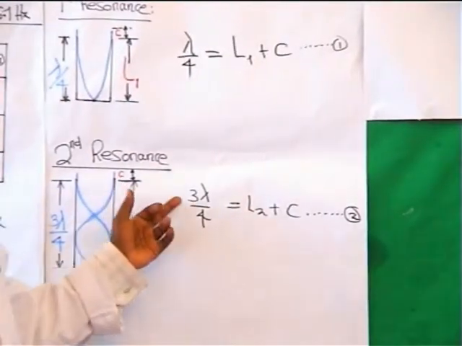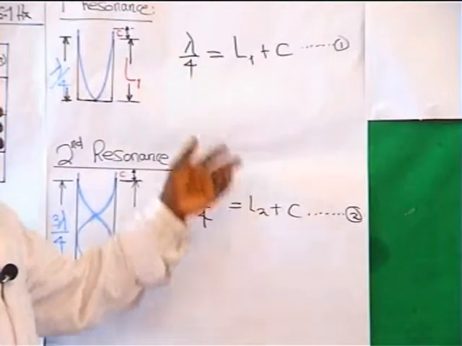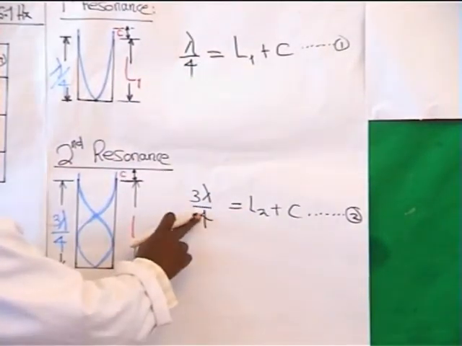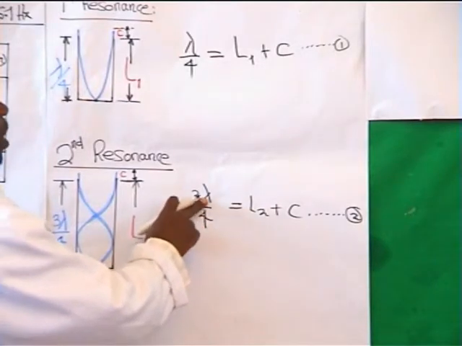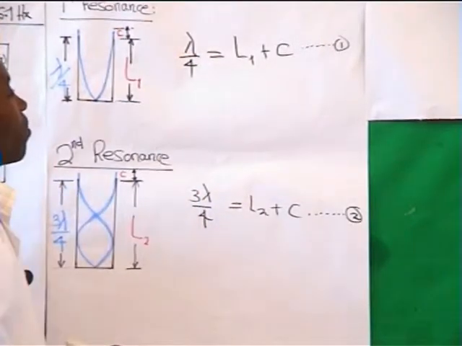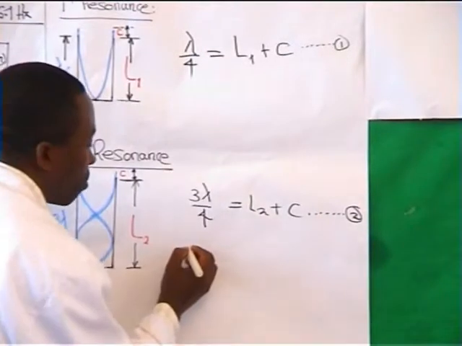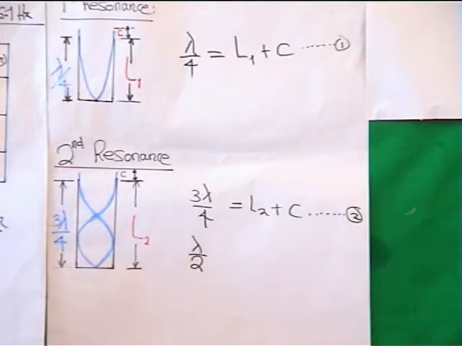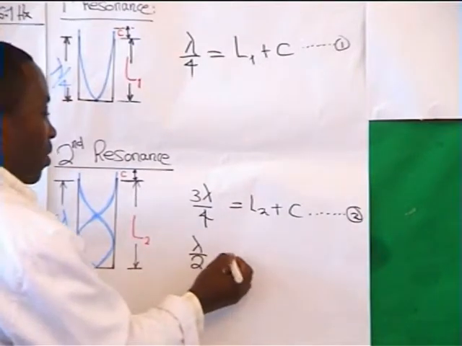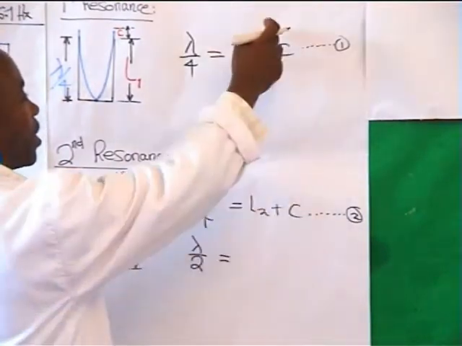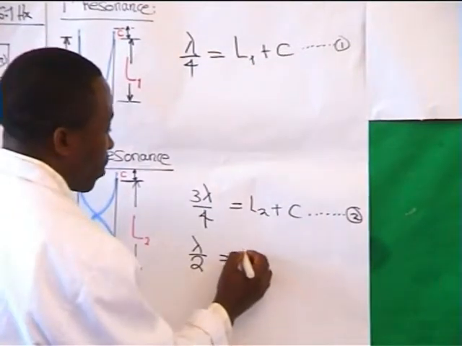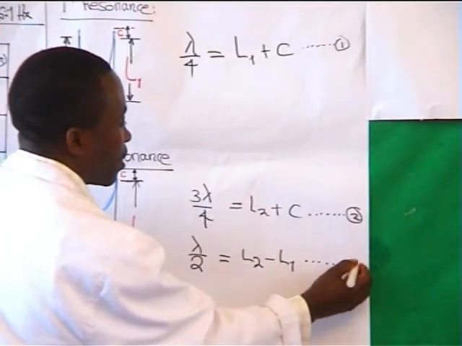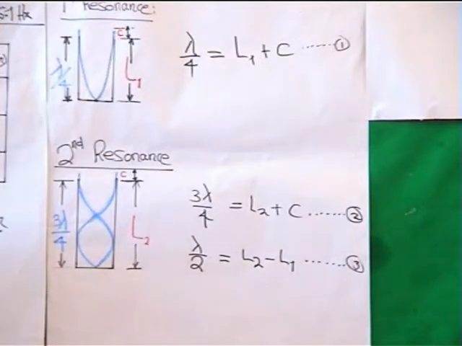Now taking equation 2 minus equation 1, this will give you 3/4 of lambda minus a quarter of lambda, which is lambda over 2, that is half a wavelength. This will be equal to L2 minus L1, since C will cancel. Let this be equation 3.